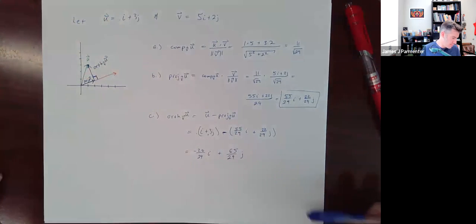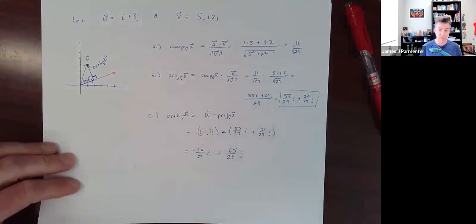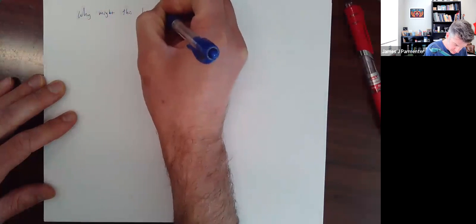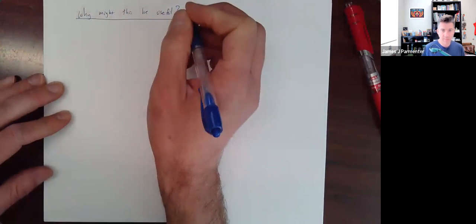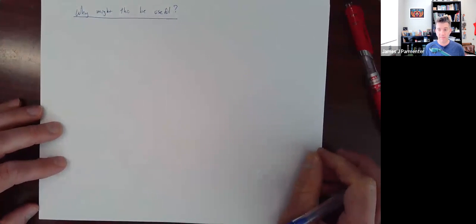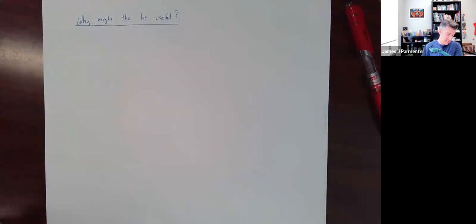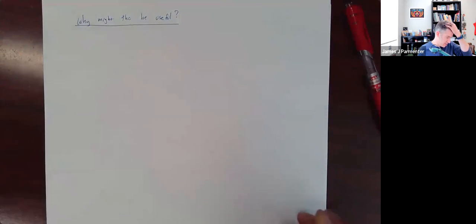Cool. So a more important thing to think about here is, why might this be useful? Well, in a little bit, not in this video, I don't think, but in a couple classes, we're going to start talking about finding the distance between a point and a line, or a point and a plane, and being able to find the orthogonal complement between the line and the point, or the plane and the point, is what's going to allow us to find the distance.